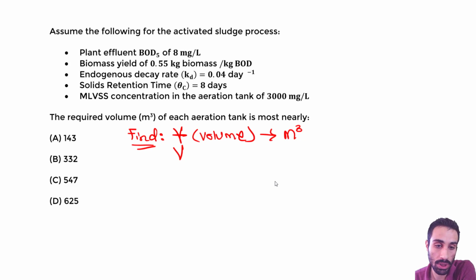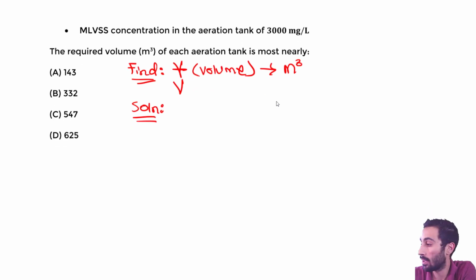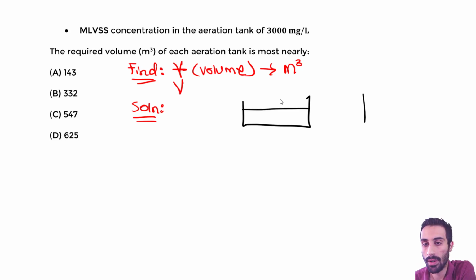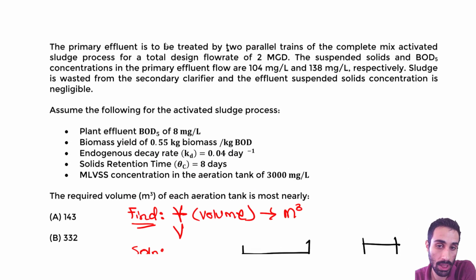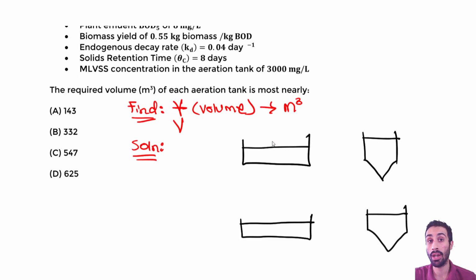And now for the solution, what I'm going to do is create my own figure. Let's say we're focused strictly on the activated sludge process. Let me draw an aeration tank here, and let me draw the clarifier here, the secondary clarifier. And I'm going to draw another one. You'll see why. Same thing, aeration tank, and you have a secondary clarifier as well. So why did I draw two? Because of this keyword, two parallel trains for this activated sludge process. They're two trains, so you have to be careful with this.